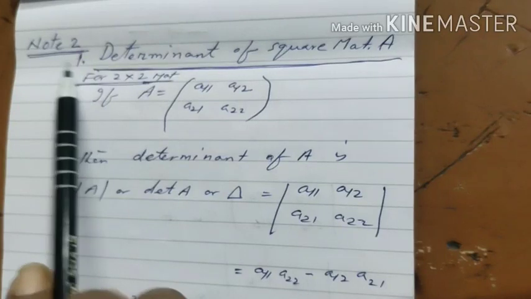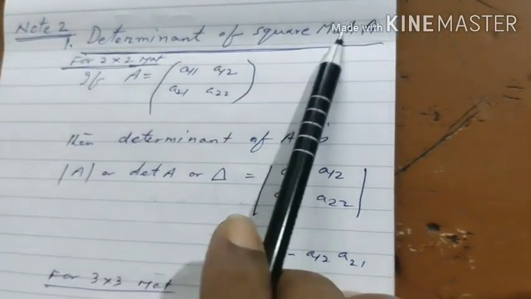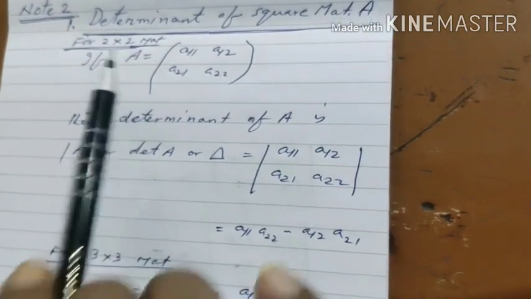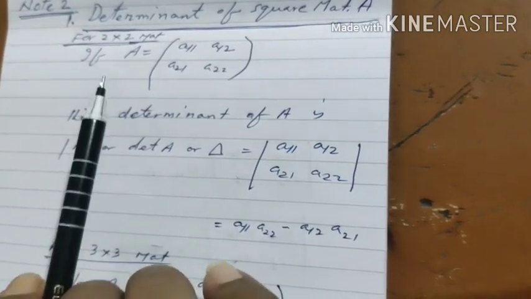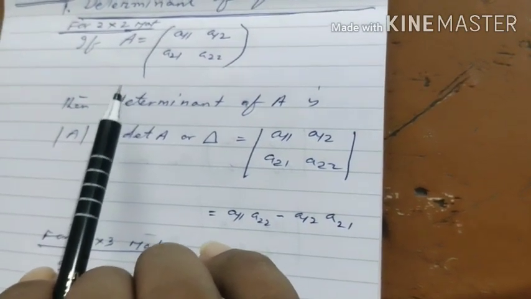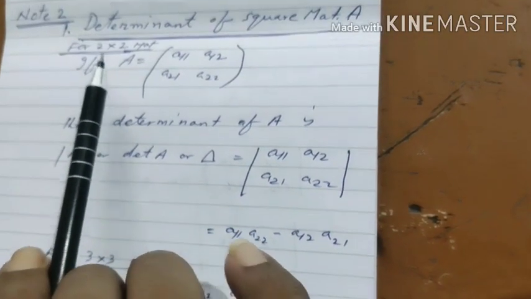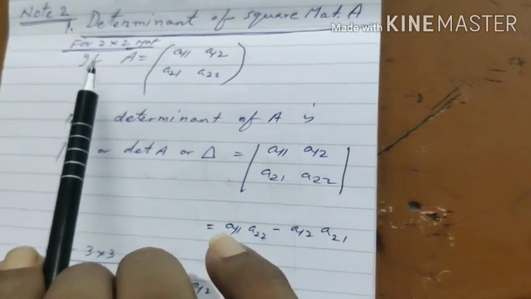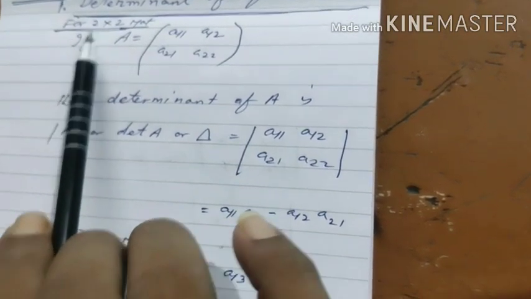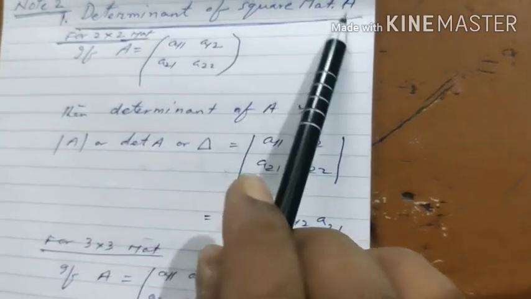Again, we have to know, in note 2, the determinant of a square matrix A. That chapter is matrix and determinant. That means we have to know the fundamentals of matrix and determinant both at a time. That's why first we have to know about the matrix, then some idea about the matrix. After all, we go to the determinant of a square matrix A.